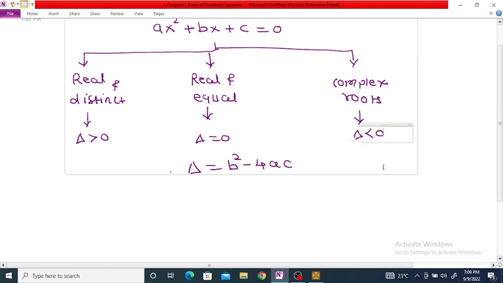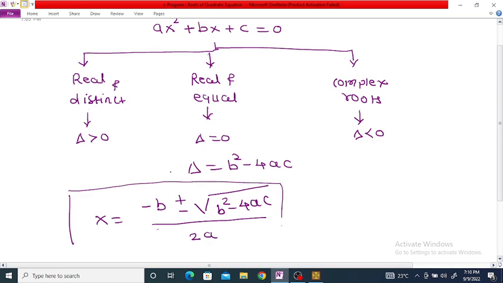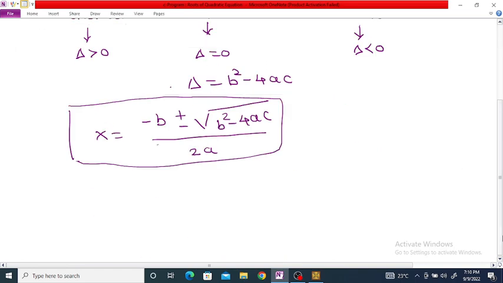And we can obtain the roots by using x is equal to minus b plus or minus under root of b square minus 4ac divided by twice a. So this is the formula to obtain the roots of the quadratic equation. What is meant by root? If we substitute the value of x here, you will get LHS is equal to RHS.